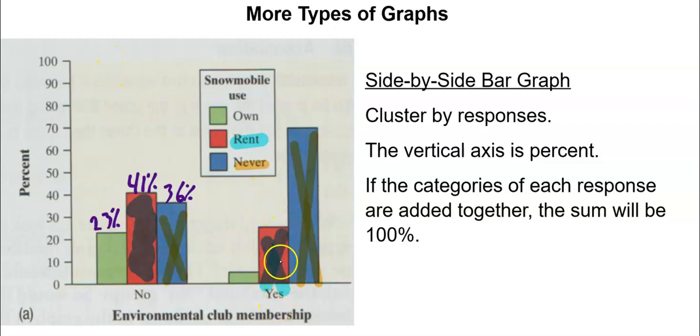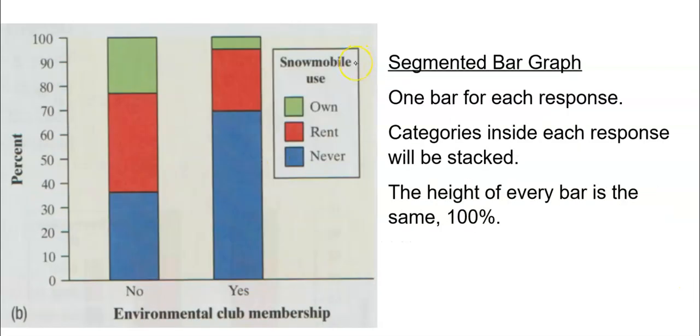So you can see by conclusion that if you're a member of an environmental club, the data suggests that you're much less likely to rent or own a snowmobile. Many more environmental club members say no, because that's about 70%. So that's a side-by-side bar graph. You group by response.